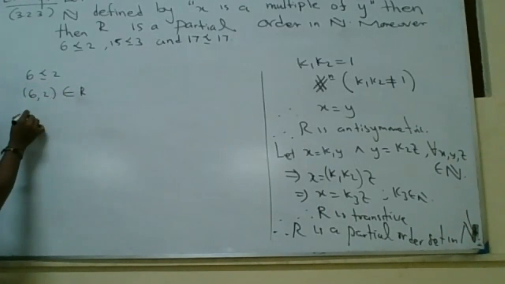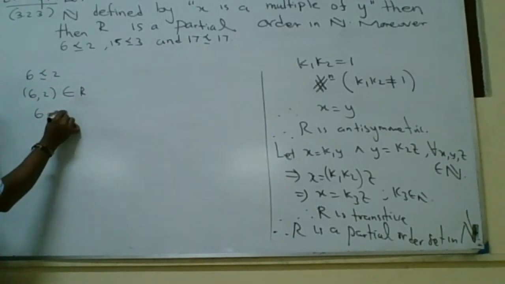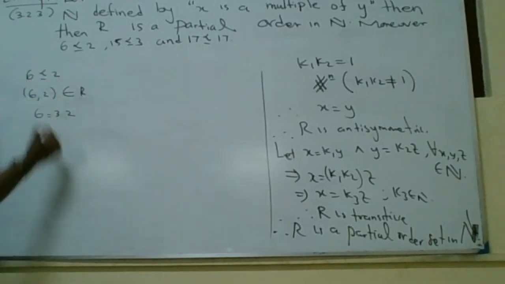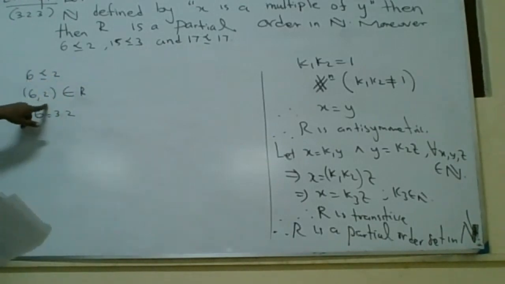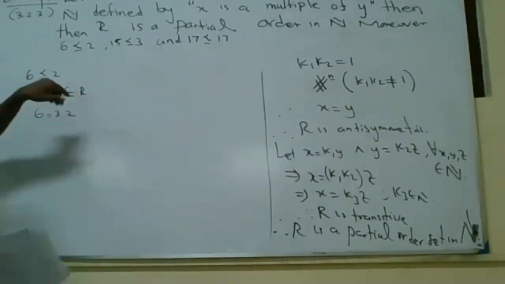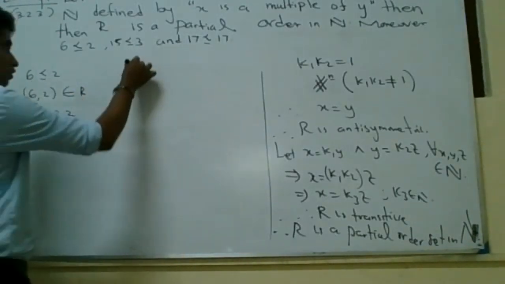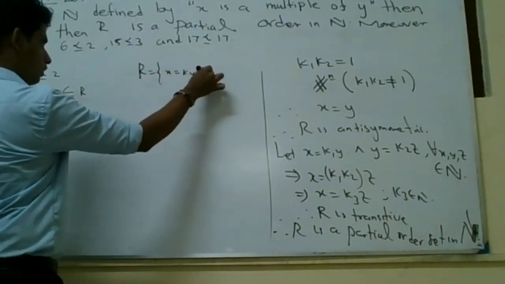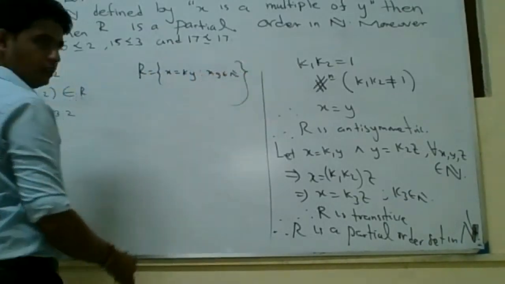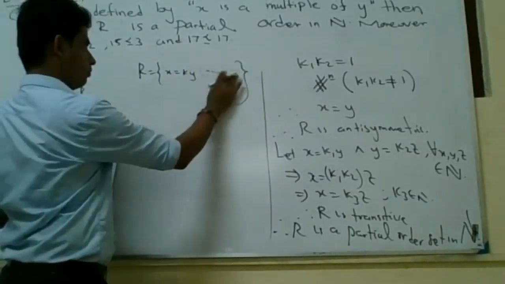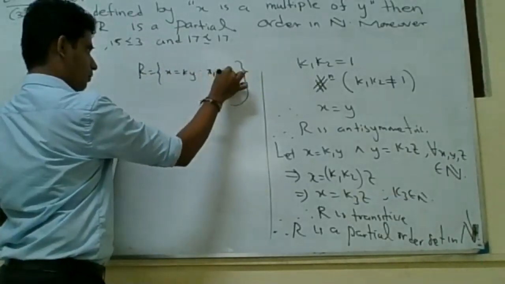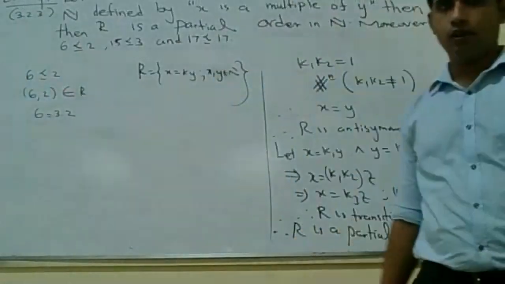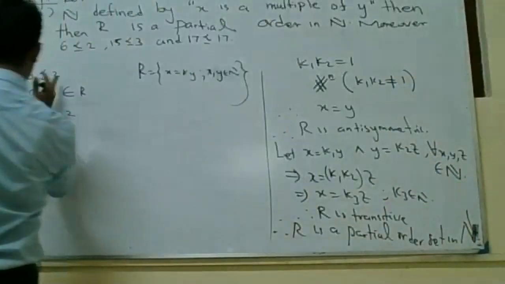It is okay because you can write 6 as 3 times 2, with k as 3. Therefore, (6, 2) belongs to this R set. In the R set that I mentioned here, x equals k y, where x, y belong to the natural numbers. Therefore, 6 precedes 2 is okay.